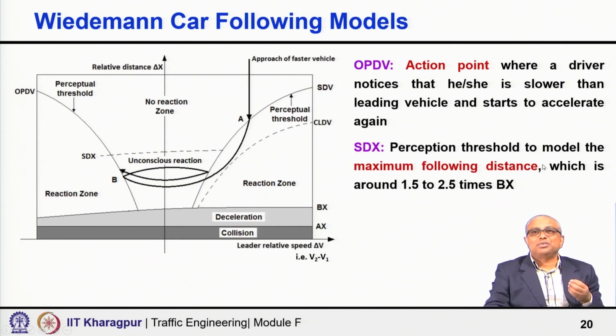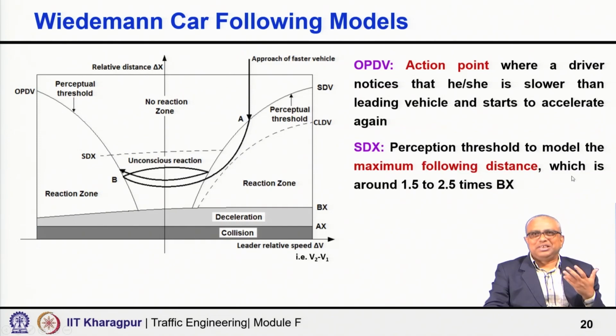And what is this SDX? SDX is the perception threshold to model the maximum following distance, which is around 1.5 to 2.5 times Bx. Bx is what? Below that you must apply deceleration, but here it is generally like a car following state.